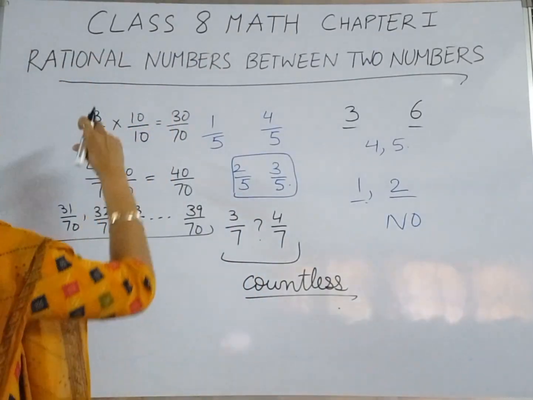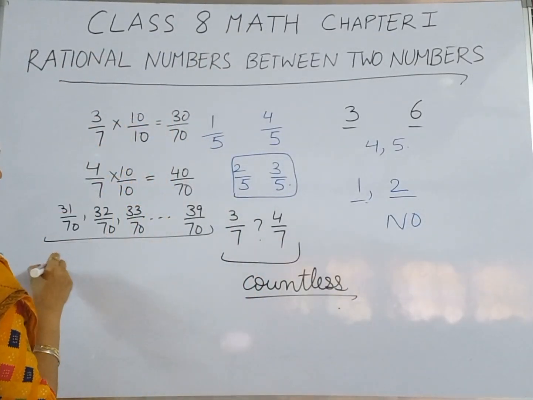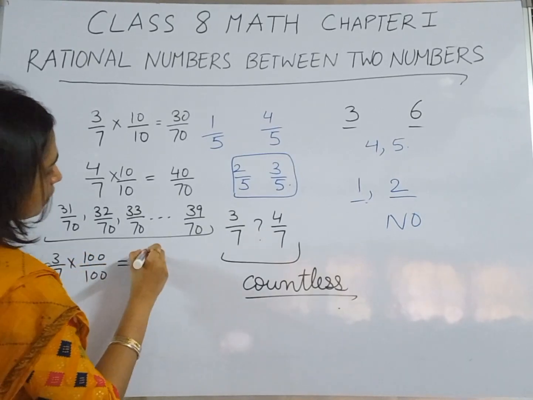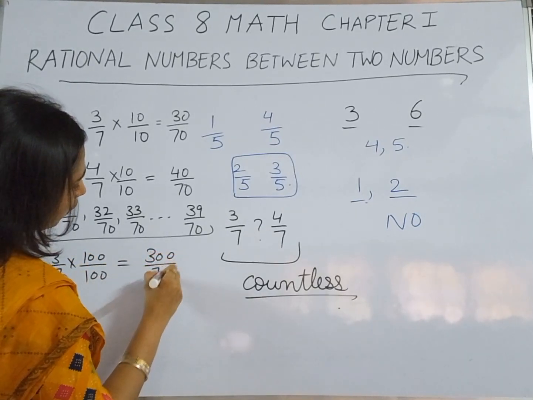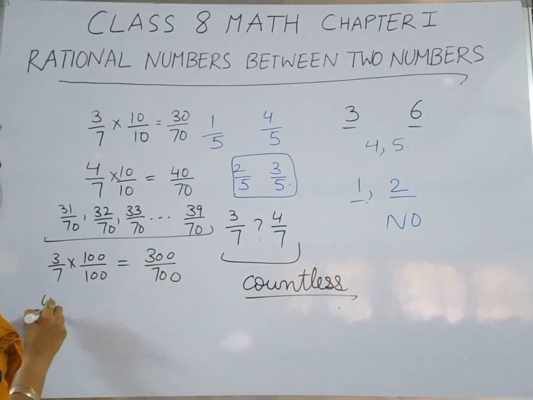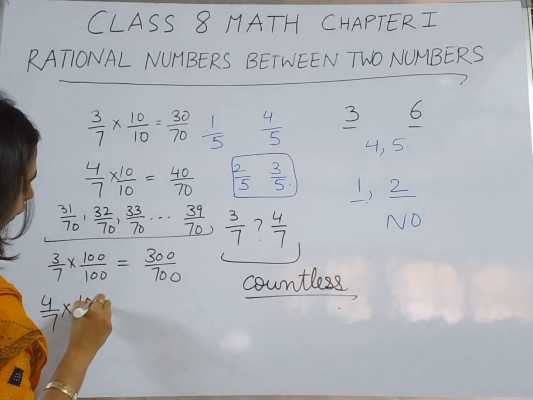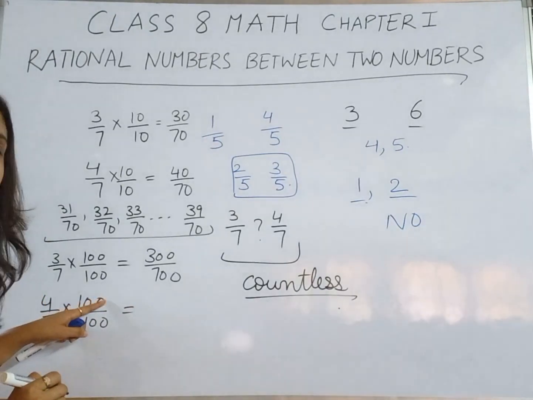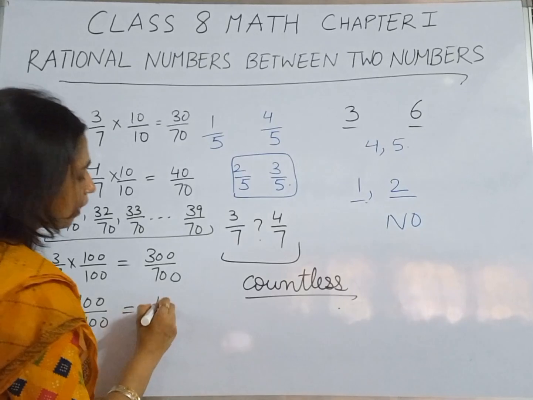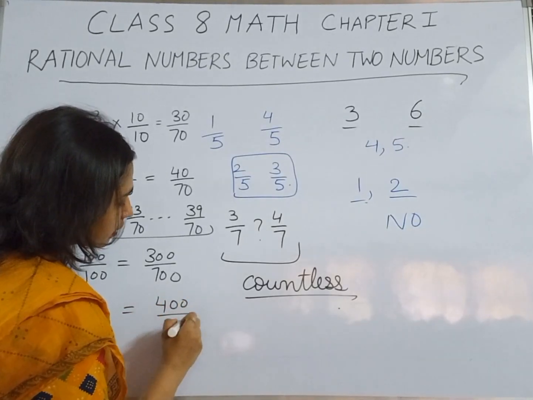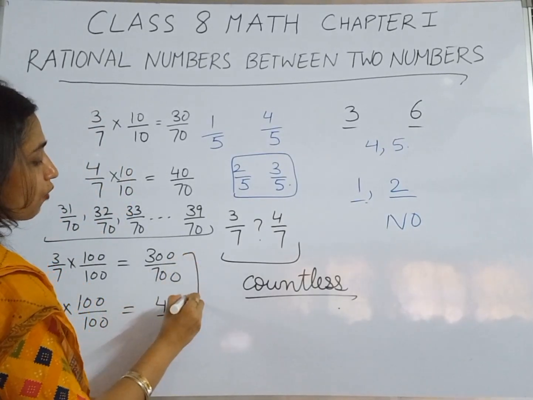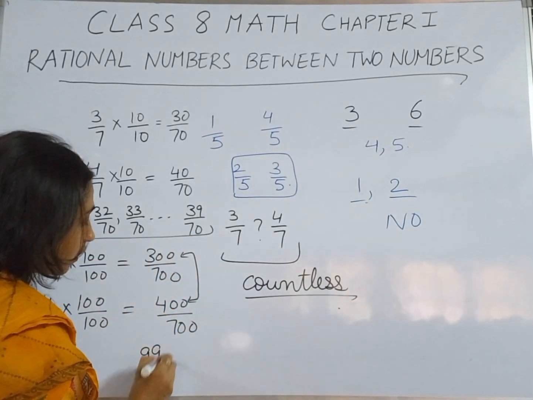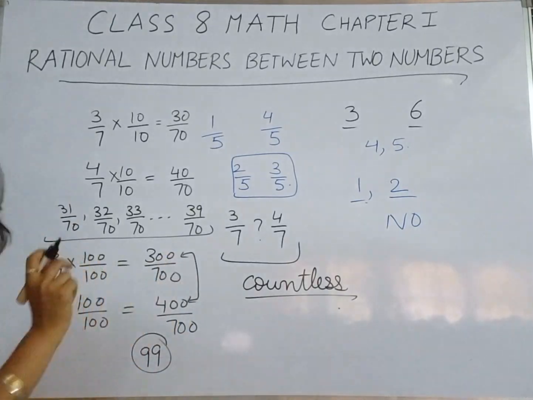If I multiply this 3 by 7 with 100, this becomes 300 by 700. Similarly, 4 by 7, if I multiply numerator and denominator by 100, becomes 400 by 700. And now how many numbers are between them? There are 99 numbers between these two numbers.